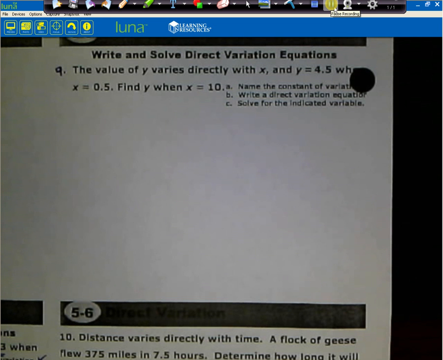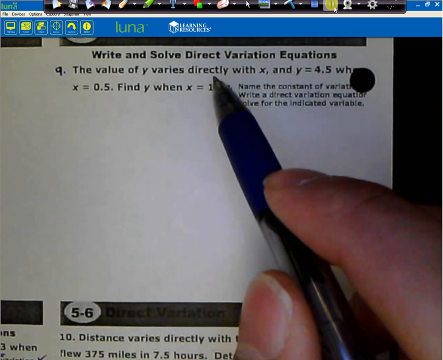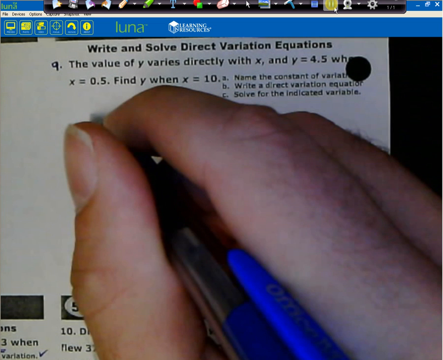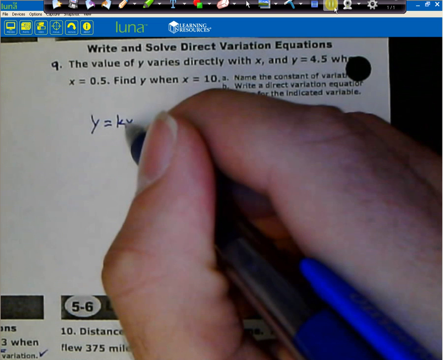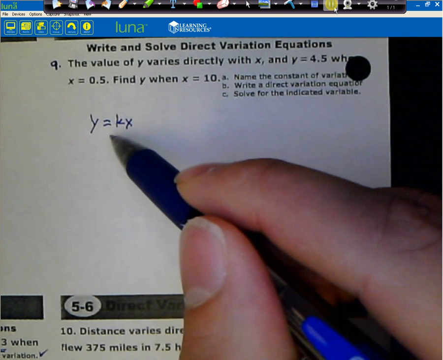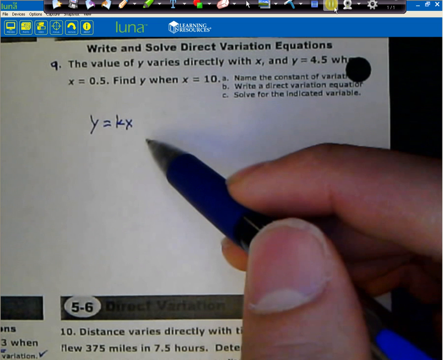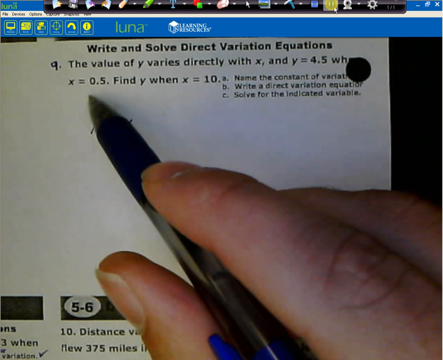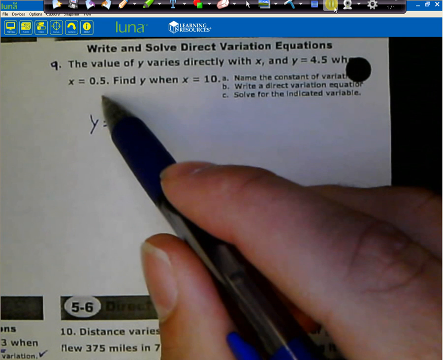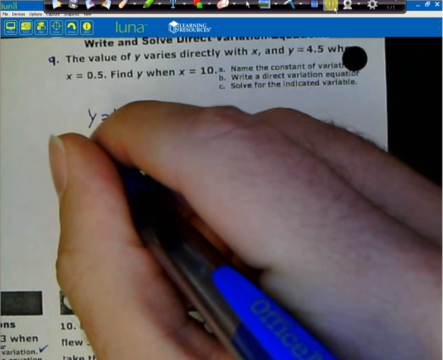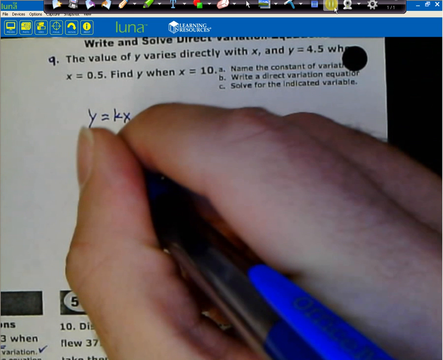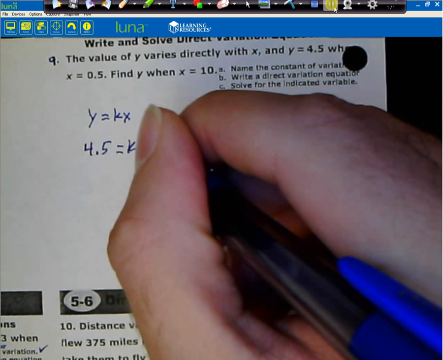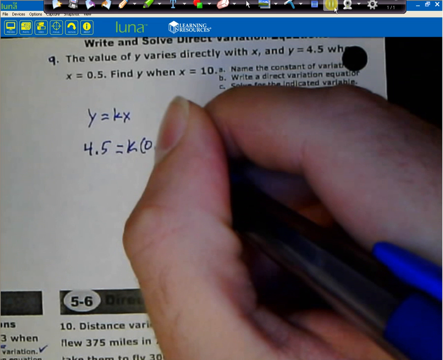Alrighty, number 9. The value of y varies directly with x. So again, that means that I'm working with one of these direct variation equations. So my equation is going to have this form right here, y equals kx. So it tells me that y equals 4.5 whenever x is 0.5. So let me plug those two values into my direct variation equation. So we've got 4.5 equals k times 0.5.